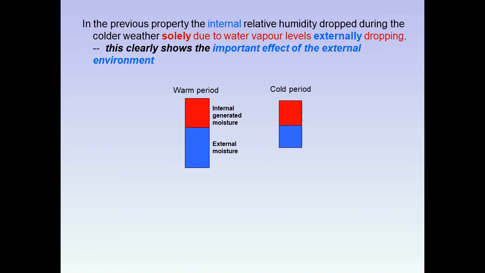And we saw this in a previous presentation. In a warm period, we've got internally generated water and externally generated moisture. That is the total moisture. Add those two together. Whereas in a cold period, we actually lose a proportion of the external moisture. There's less moisture in the atmosphere when it's cold than when it's warm. And thus, for a constant temperature, the relative humidity in the property would fall.